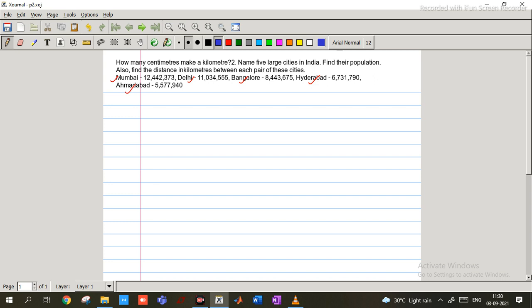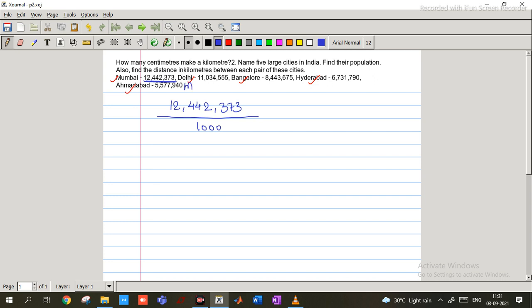This is just to see these distances. If I write it in kilometers, it will become like this, 12,442, right? So if I want to write it in kilometers, I'll have to divide this number by 1000, isn't it? Because let us suppose that it is given in meters.